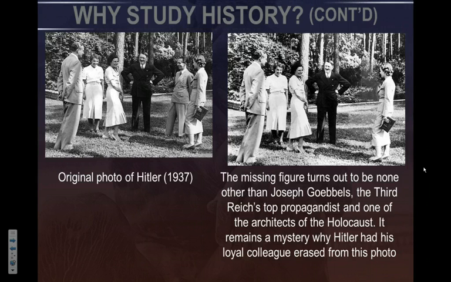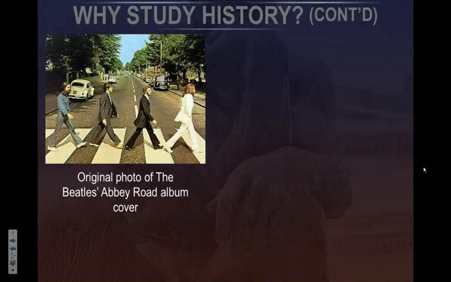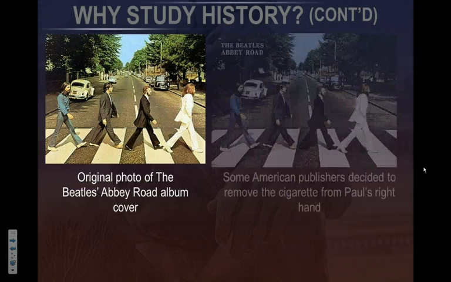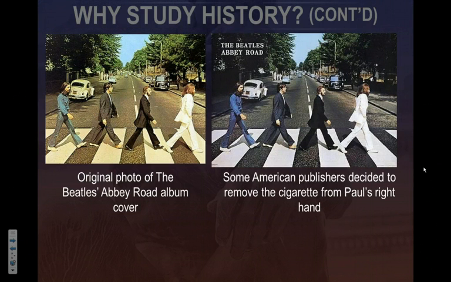Again, dictators, ancient history, this wouldn't happen in modern history, right? Do you guys know this photo? This is the Beatles' Abbey Road, 1960s photo. When this album was released in the United States, they took the cigarette out of Paul's hand. I don't know if you can see it right there. He had a cigarette in his hand. But when it was released in the United States, they thought that that was going to corrupt the youth. So they took it out. It was taken out of the photo. Okay? A simple change. That's the 1960s. This isn't dictators.